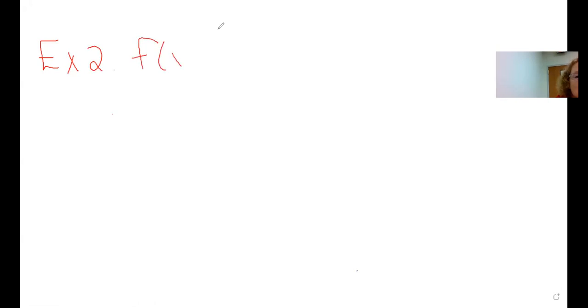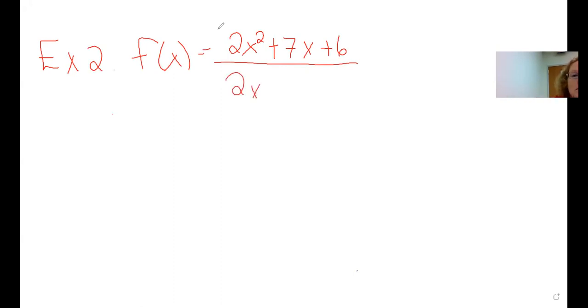And here we go. F of x is going to be 2x squared plus 7x plus 6, all divided by 2x, oh, not 2x squared, I'm sorry. Let me erase that real quick. Just x squared minus 12x plus 35.